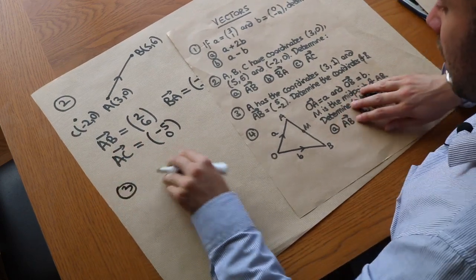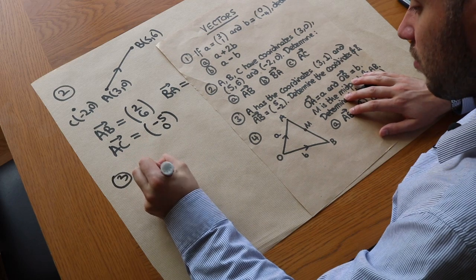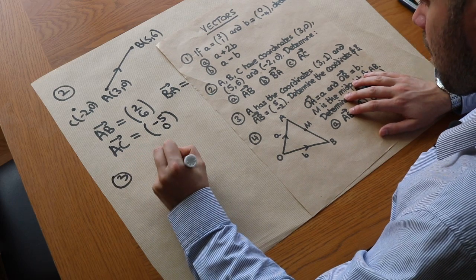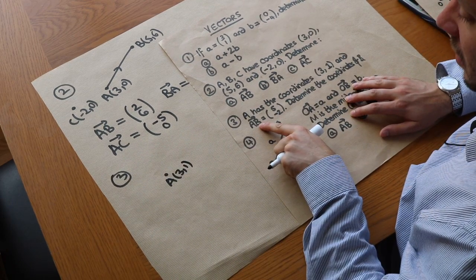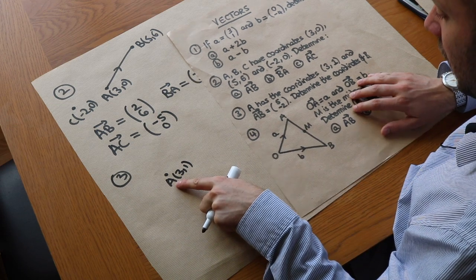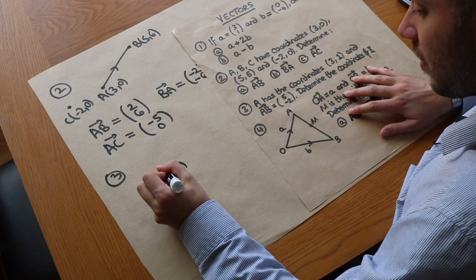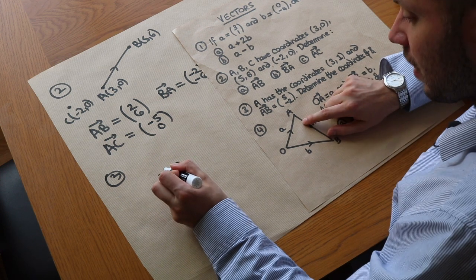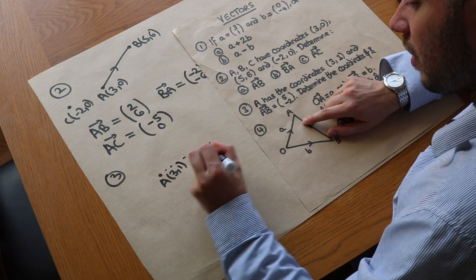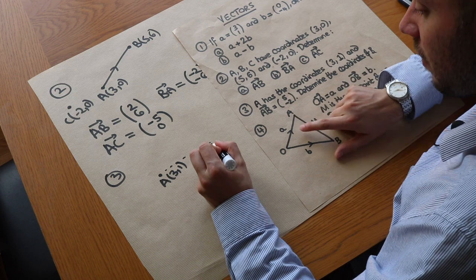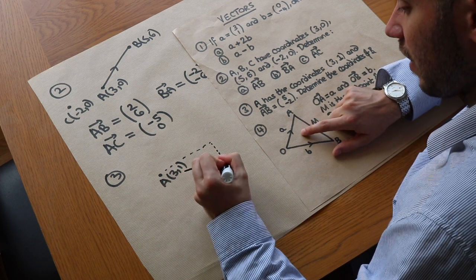Question 3, and then we get onto the interesting ones. A has the coordinates (3, 1), let's draw that. And A to B, so the movement to get from A, where we currently are, to B is (5, -2). That's moving 5 across and 2 down, because the y value is decreasing by 2. So it'll be like this.